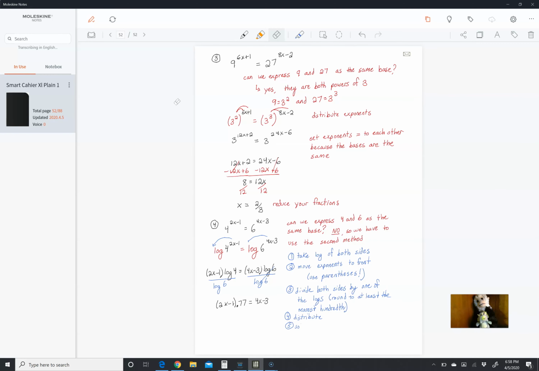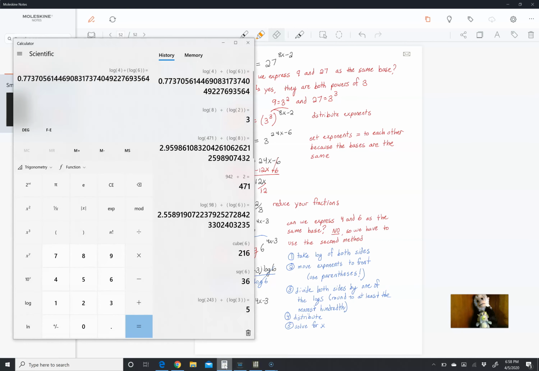These are always our steps for this problem. Okay, it never changes. It's always take the log of both sides, move the exponents to the front, divide by one of the logs, distribute, solve for x. That's always going to be the case. So we're going to distribute this 0.77. We're going to get, I think, 1.54.